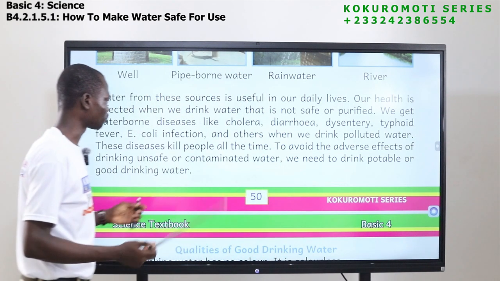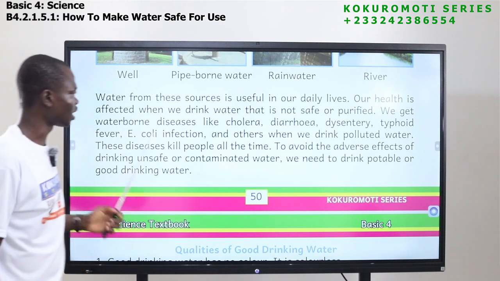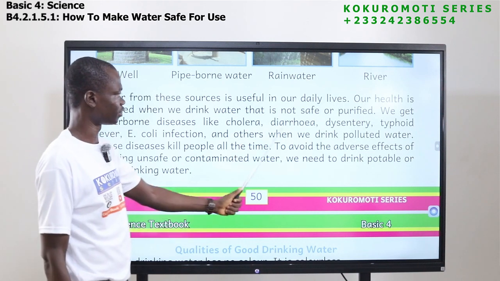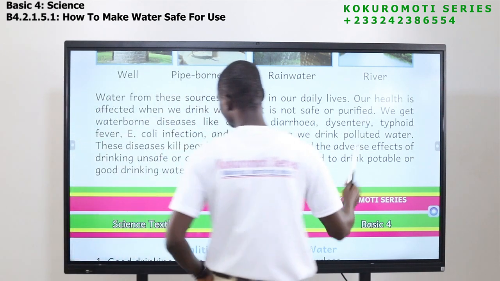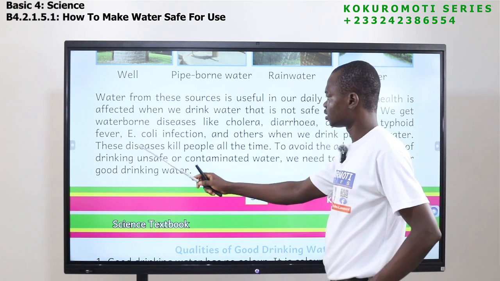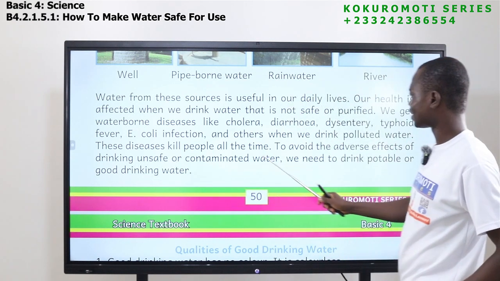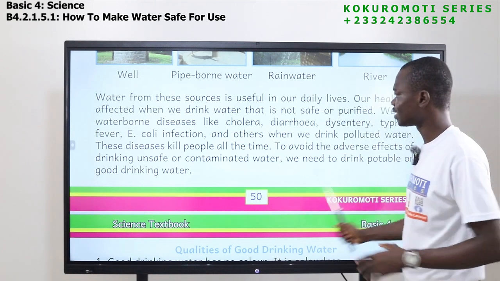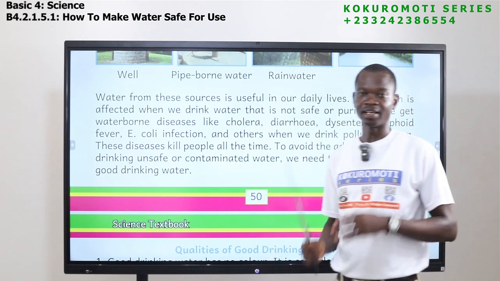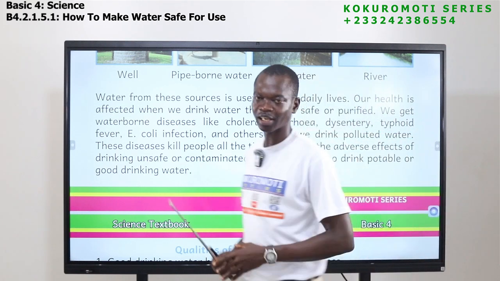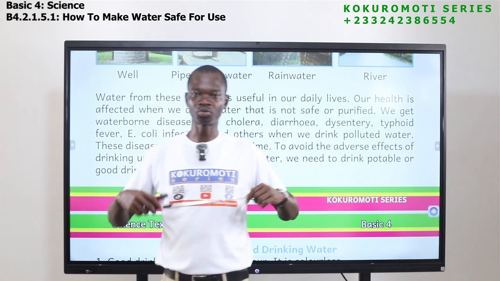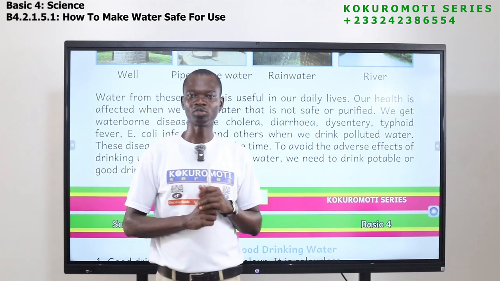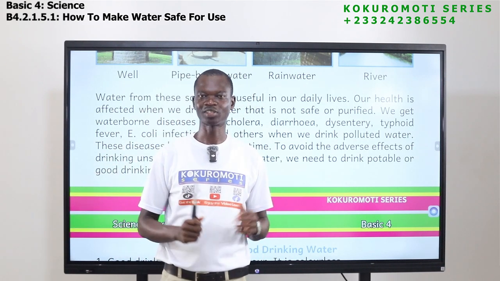So let's look at examples of waterborne diseases. We have cholera, diarrhea, dysentery, typhoid fever, E. coli infection, and others when we drink polluted water. So when you drink polluted water, these are the diseases that we will get, and these diseases are waterborne diseases. So if I ask you to mention examples of waterborne diseases, at least you should be able to give me 3.